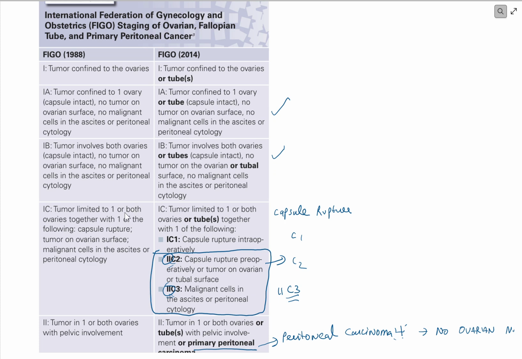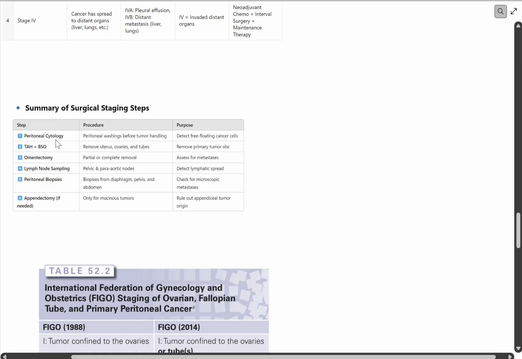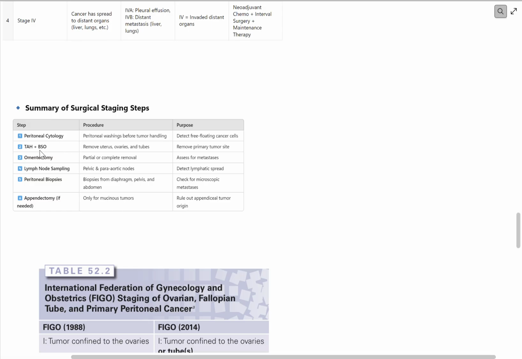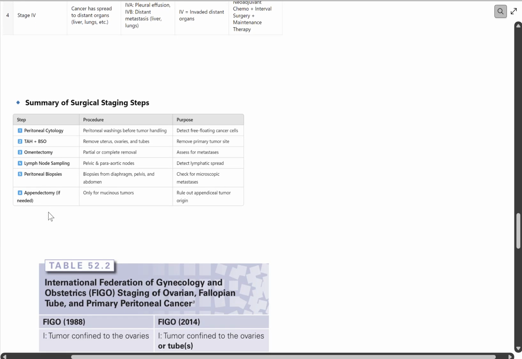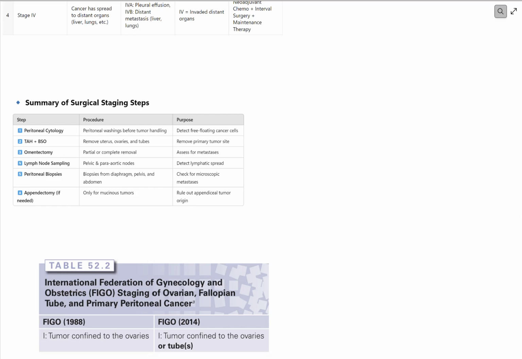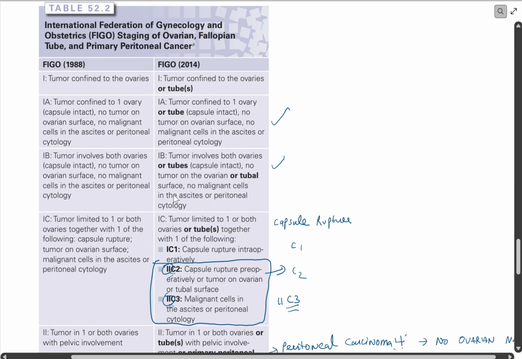An important topic is the operability of ovarian cancer: peritoneal cytology, TAH and BSO, omentectomy, lymph node sampling, peritoneal biopsies, appendectomy. These are all compulsory surgical steps, for people who are unaware of staging. It's through the FIGO staging, and FIGO has a very nice staging system.